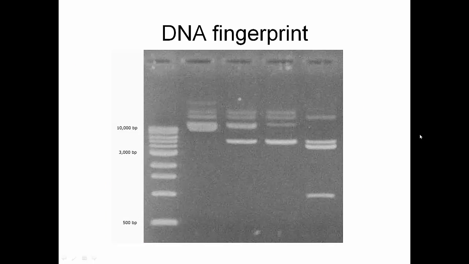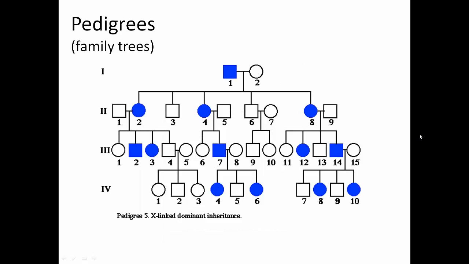Pedigrees, or family trees, are used to track a trait through generations. Squares are boys, circles are girls. If somebody is filled in, they have the disease or the disorder, and somebody who is empty does not. Here we have 4 generations, so these would be the parents, and this line connecting them means they're married. These drop-down lines are their children. So this 2, 3, 4, 6, and 8 are their children. And then these people that are connected by a horizontal line married in.